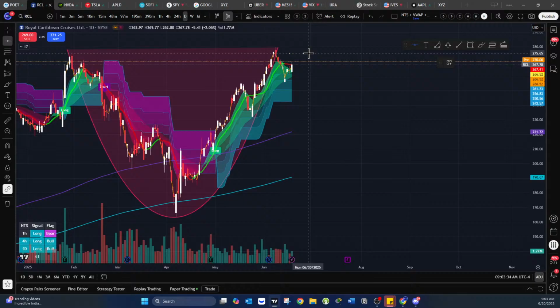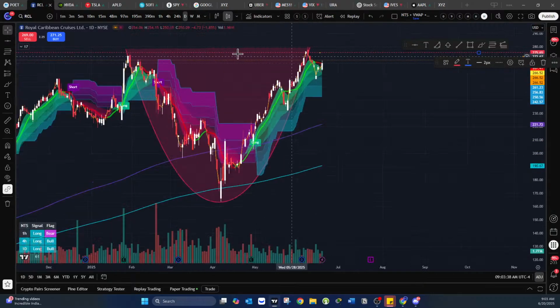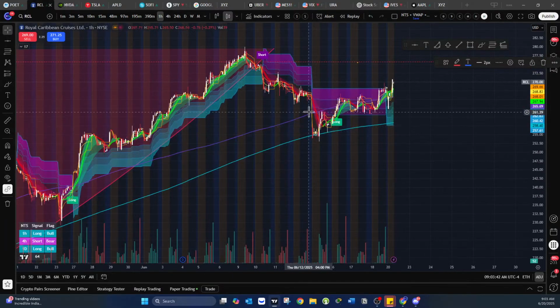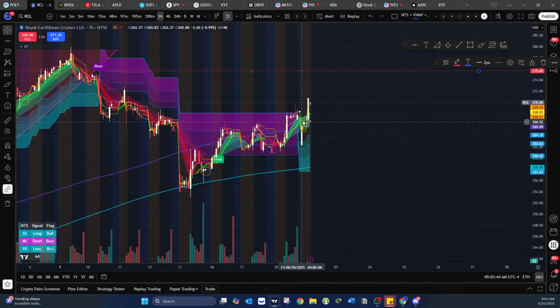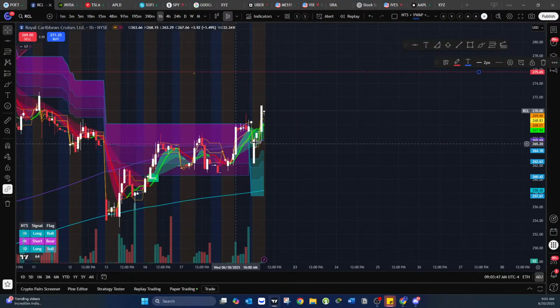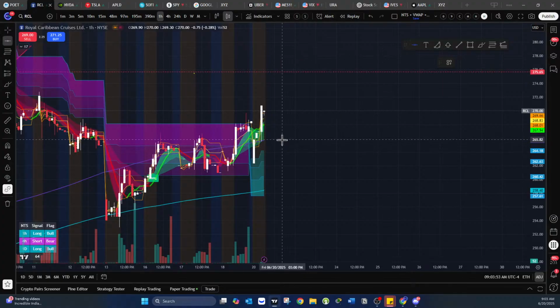Need to get to 275. 275. Let's zoom in. All right, so we bounced perfectly off this 200 SMA on the 1 hour. So we can use that as a point of reference. Basically below this is probably bearish.